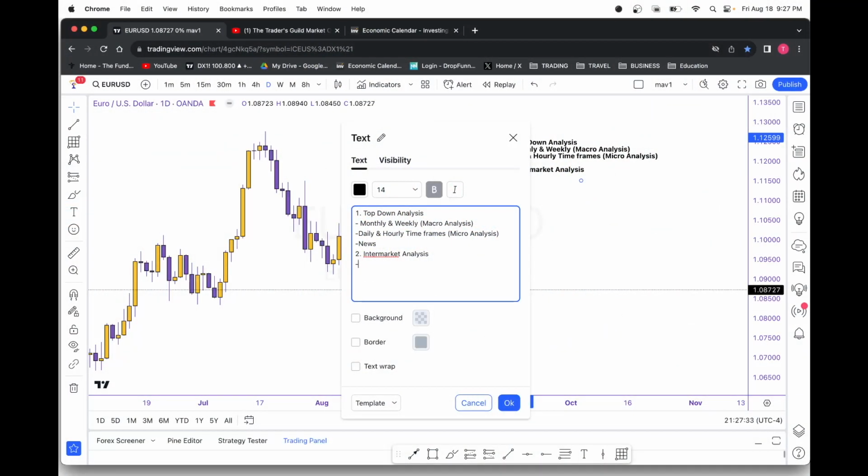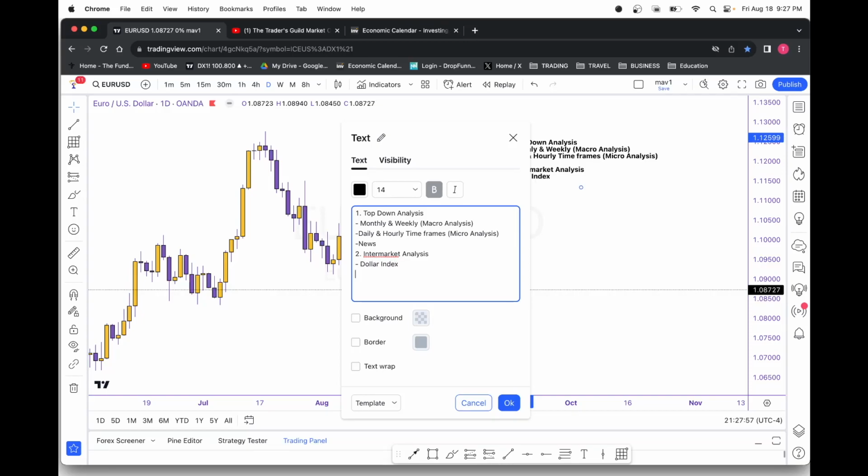Intermarket analysis is when I compare different types of assets to each other so that I can get a more confident bias on what it is that I trade, right? So different types of markets, and I'll just give an example. I don't trade DXY, but I look at the dollar index.